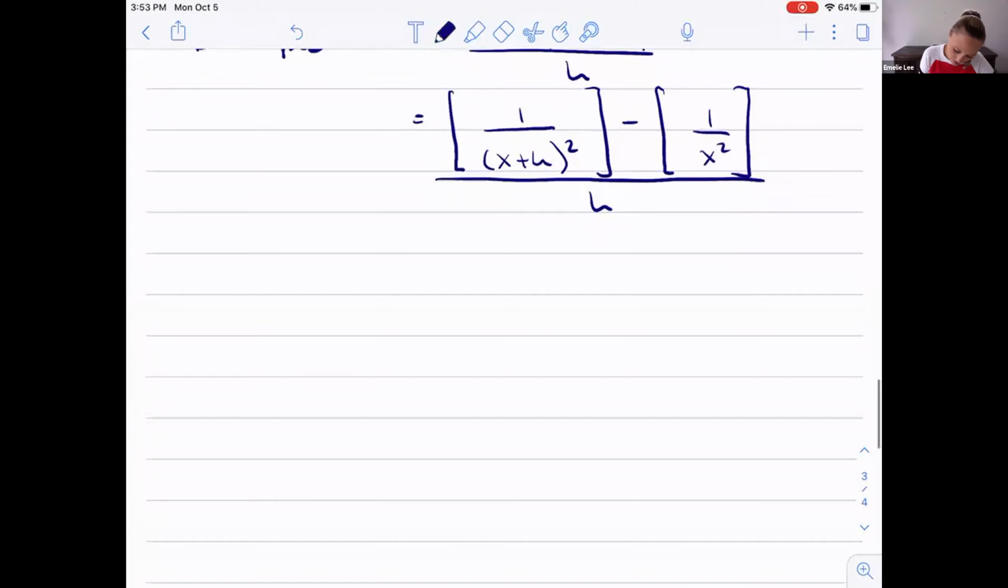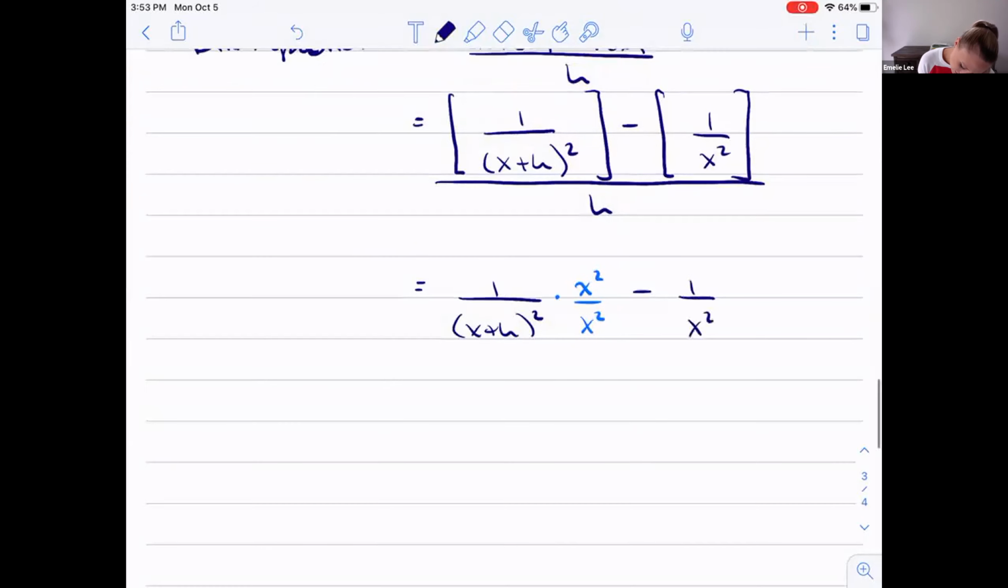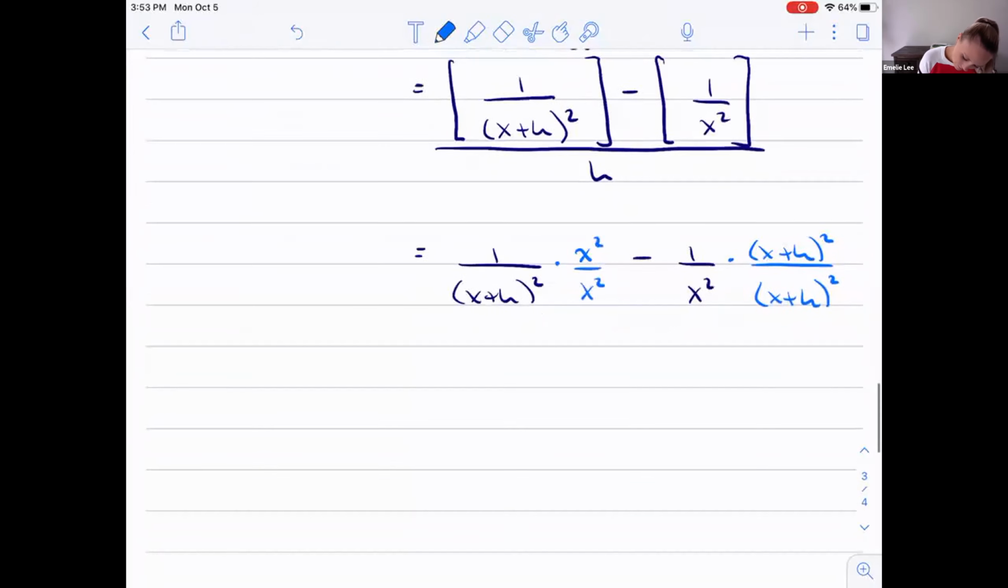So what that looks like, and I'll use a different color just to highlight what's going on: x plus h squared times x squared over x squared, minus 1 over x squared times x plus h squared over x plus h squared, all over h. Okay, so here, I'll make a little note here.